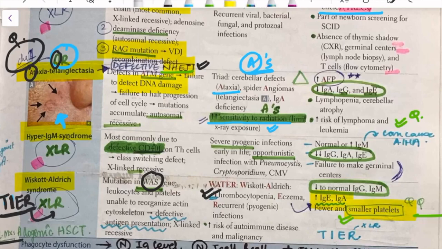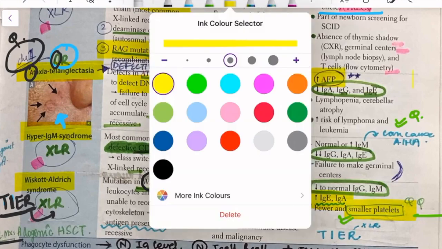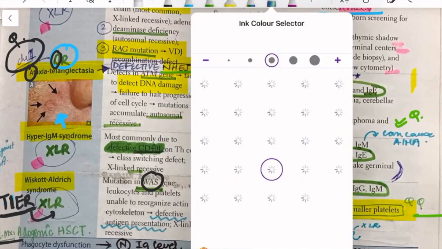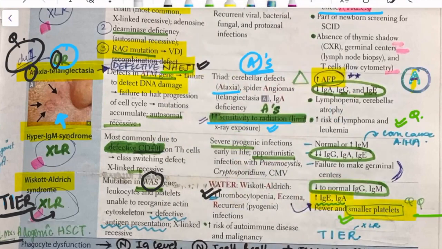Very, very important, you need to know ASA, also AFP. So the A's are autosomal recessive, ataxia, angiomas, AFP, and I used to remember it like this. If they ever ask you, they haven't asked yet, but potential question, that there is decrease in IgA, IgG and IgE. So we have done this, and this we already know, there is cerebral atrophy and lymphopenia.